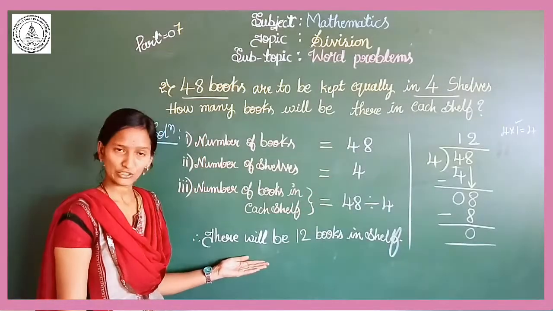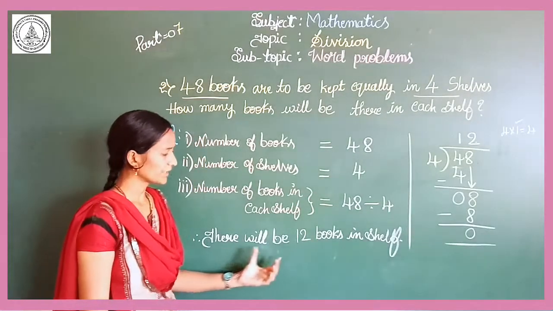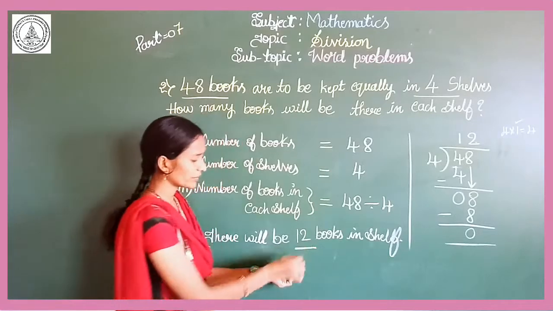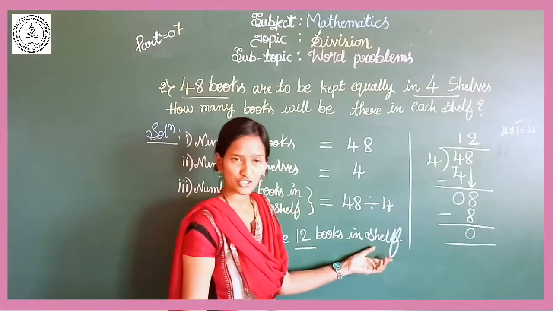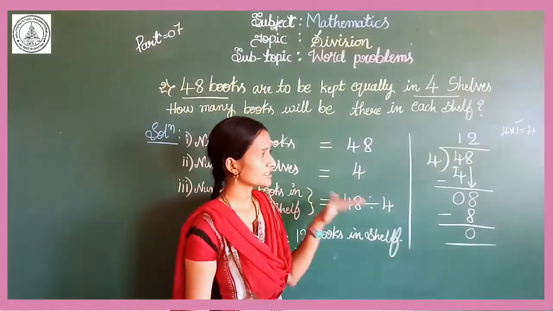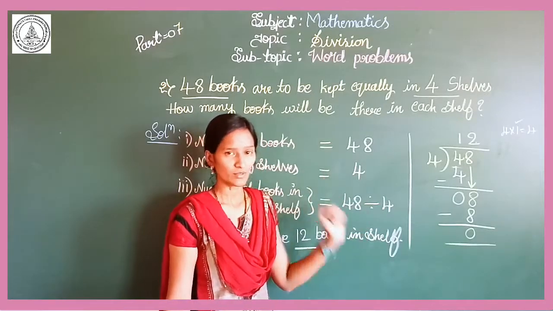Students, so this is a conclusion statement. There will be 12 books. How many books? 12 books in each shelf. So in each shelf we have 12 books.